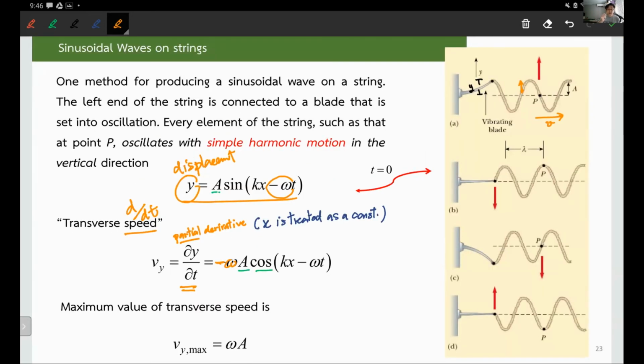So you just take the derivative of y with respect to time. Treat x as just a number. And you just differentiate it. And you get the transverse speed, the vertical speed that we are looking at. And of course, whatever numbers go into the front of the sine and cosine will give you the maximum value all the time. So if you look at this number alone, that will be your maximum velocity possible. That's why I put a note in here that omega A will give you the maximum transverse speed.